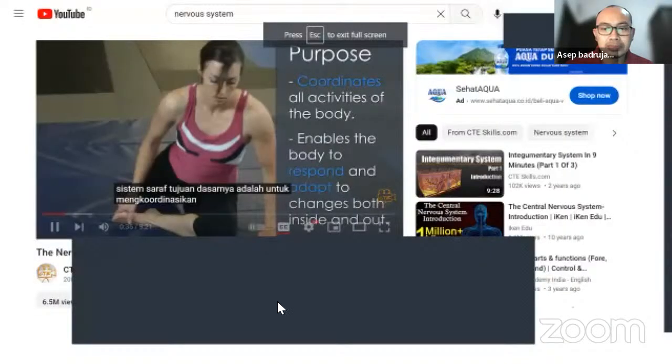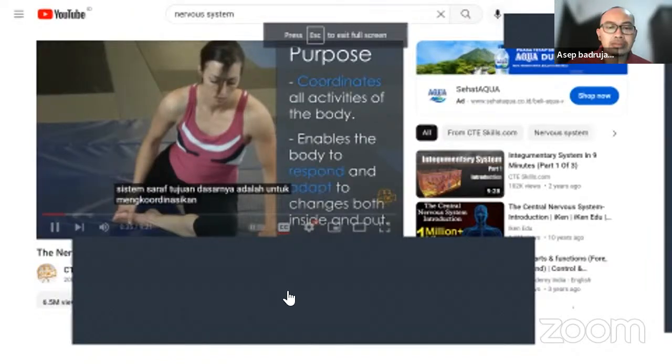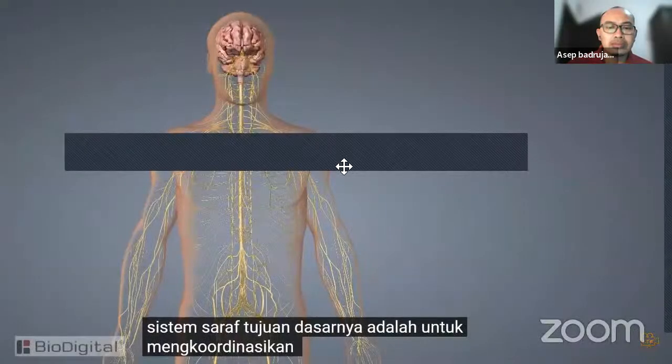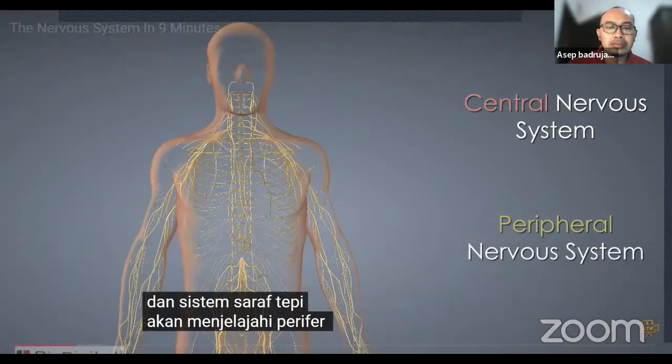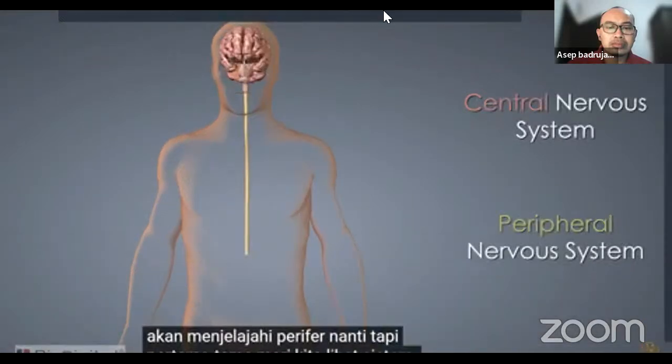Is to coordinate all of the activities of the body. It enables the body to respond and adapt to changes that occur both inside and outside the body. Now, the nervous system is actually split into two parts, the central nervous system and the peripheral nervous system. We'll explore the peripheral later, but first, let's look at the central nervous system. The central nervous system is made up of two major structures.